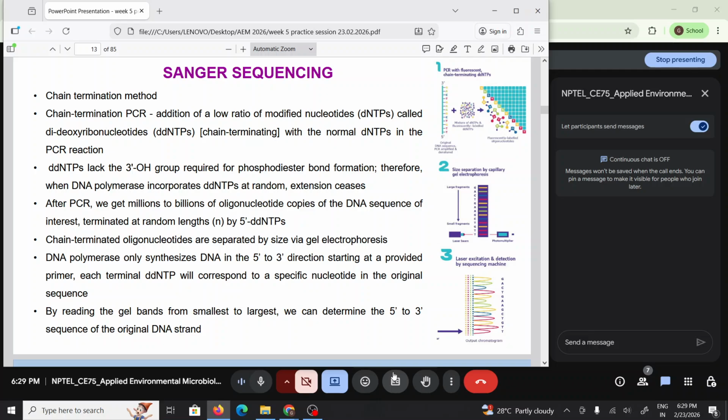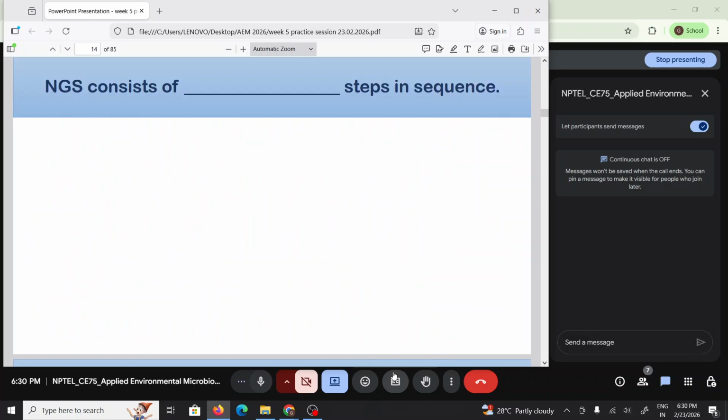If there are any doubts in this technique, you can just post in the chat box. Otherwise, we'll just go to the next question. Since we have seen the basics of Sanger sequencing, next we'll move on to some advanced techniques. So the next question is about NGS sequencing, which is the next generation sequencing.